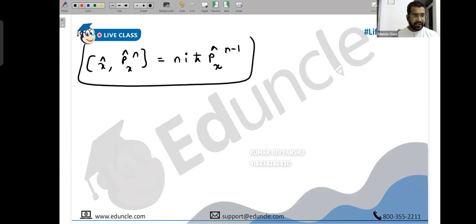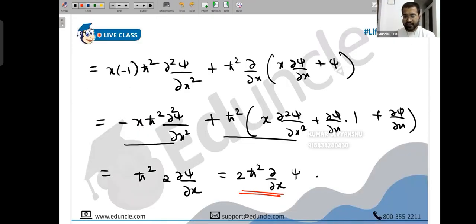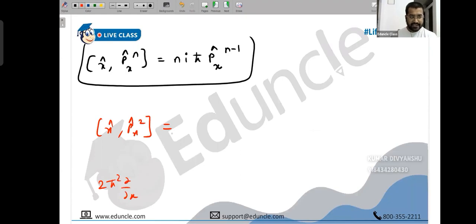So what do we have? We have got the commutator of x cap and P cap squared. We calculated this now. What is our answer? 2ħ² ∂/∂x. Our answer is only this one; ψ gets cancelled from both sides. So 2ħ² ∂/∂x. Okay, let's see if we're getting this or not.